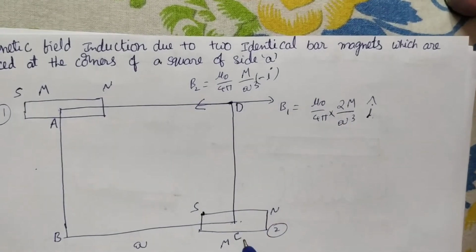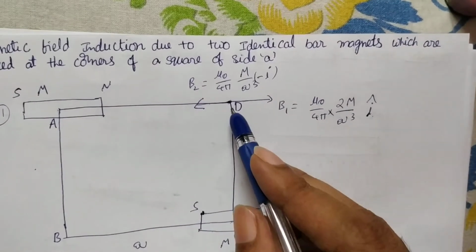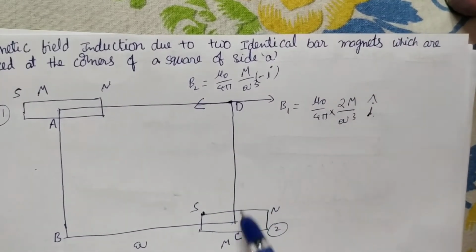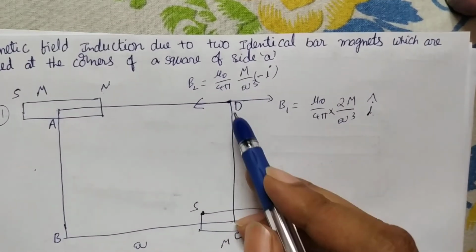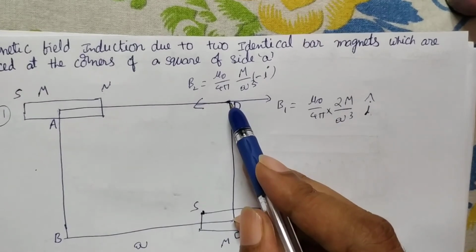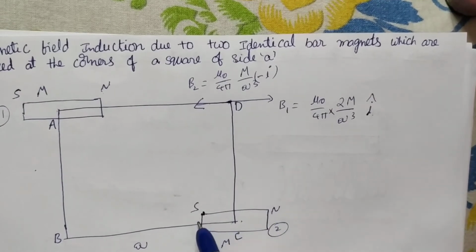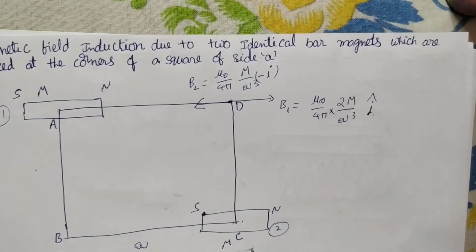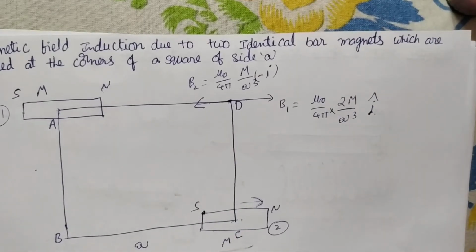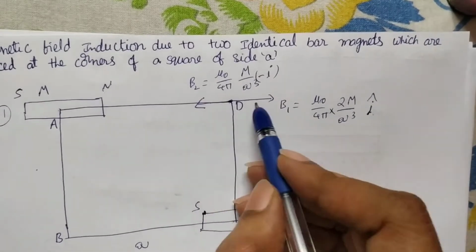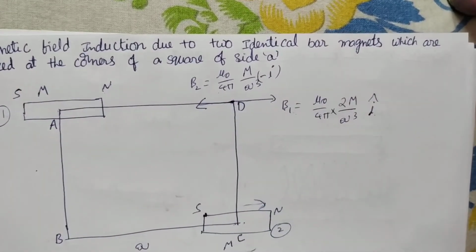Now due to the second bar magnet, this one, there is a point on the equatorial line. On the equatorial line, what is the magnetic field induction for a bar magnet? Mu naught by 4 pi m by a cube. What is the direction of magnetic field induction on the equatorial line? It is opposite to the magnetic moment. Magnetic moment is from south to north like this, and that should be the opposite direction. So these two are opposite, then you can subtract B1 minus B2. B1 is greater, that's why.